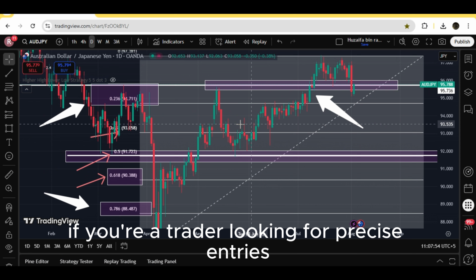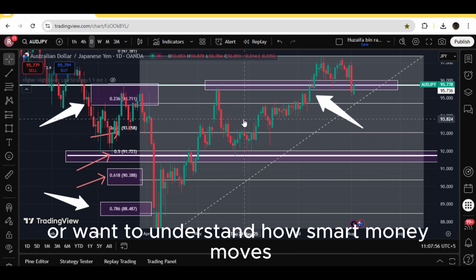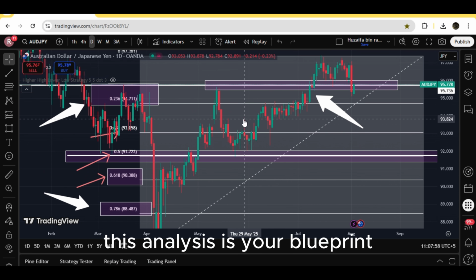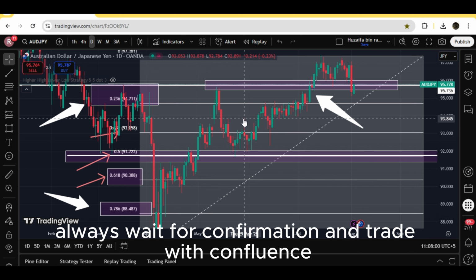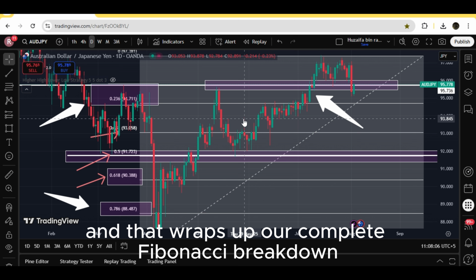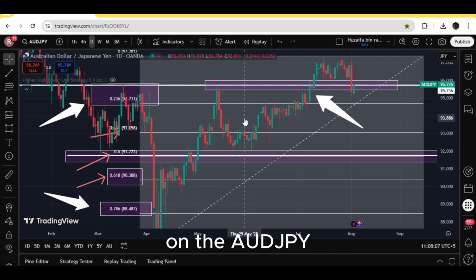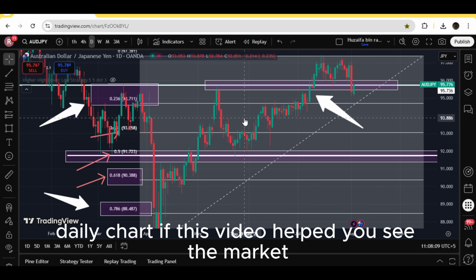If you're a trader looking for precise entries or want to understand how smart money moves, this analysis is your blueprint. Always wait for confirmation and trade with confluence. And that wraps up our complete Fibonacci breakdown on the AUDJPY daily chart.